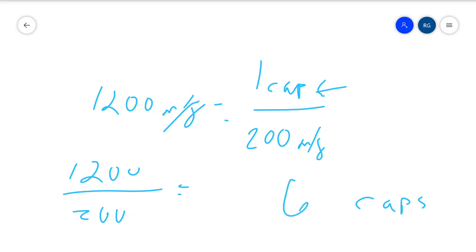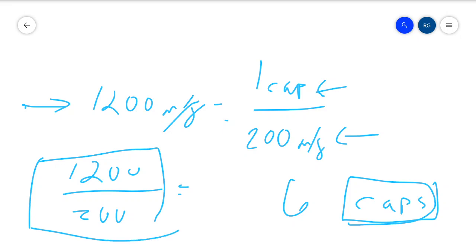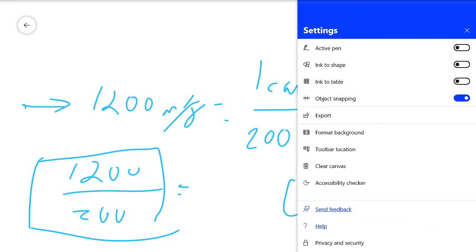Okay, pretty simple right there. But for the most part, you have to look at what the question is asking for. First, it's asking for capsules. So we know we're going to finish with capsules. And we want to know what the order is for. The order was for 1200. And we know that one capsule is 200 milligrams. All right. And that gives us this setup here once we take out the milligrams. And we get an answer of 6 caps. All right. Let's move on.